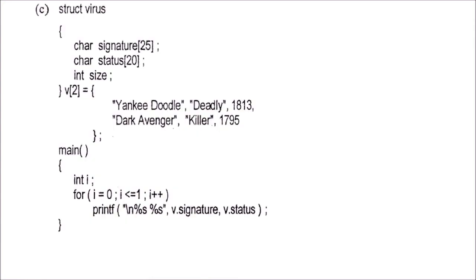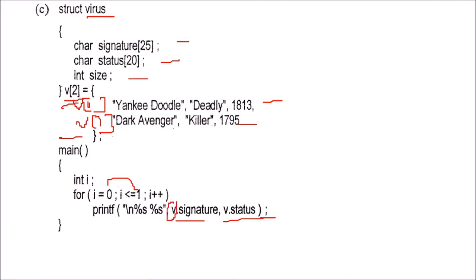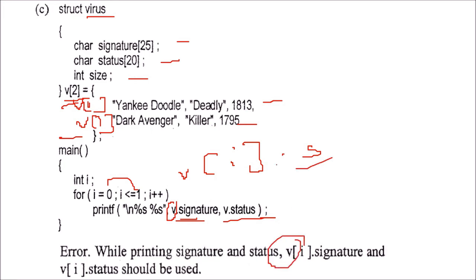This is the error. Now a structure which is virus has 3 contents here, and we have made an array of structures, assigned to V0, V1. Basically V0 is this and V1 is this. Now we have taken a loop 0 to 1. We want to print this one and this one, and we printed v.signature and v.status. But here is a problem. This V is an array, and you cannot access an array like this. You have to use a subscript. So it should be v[i].signature and v[i].status.